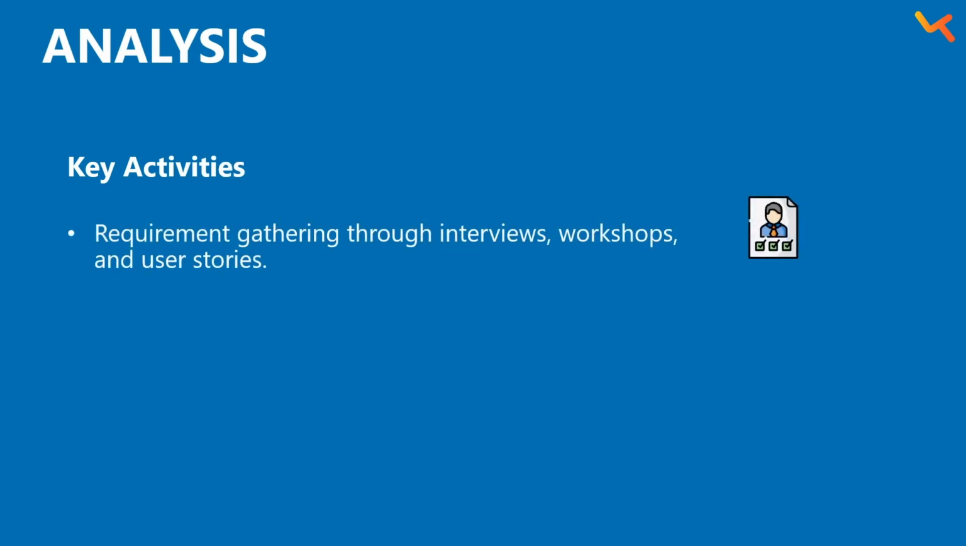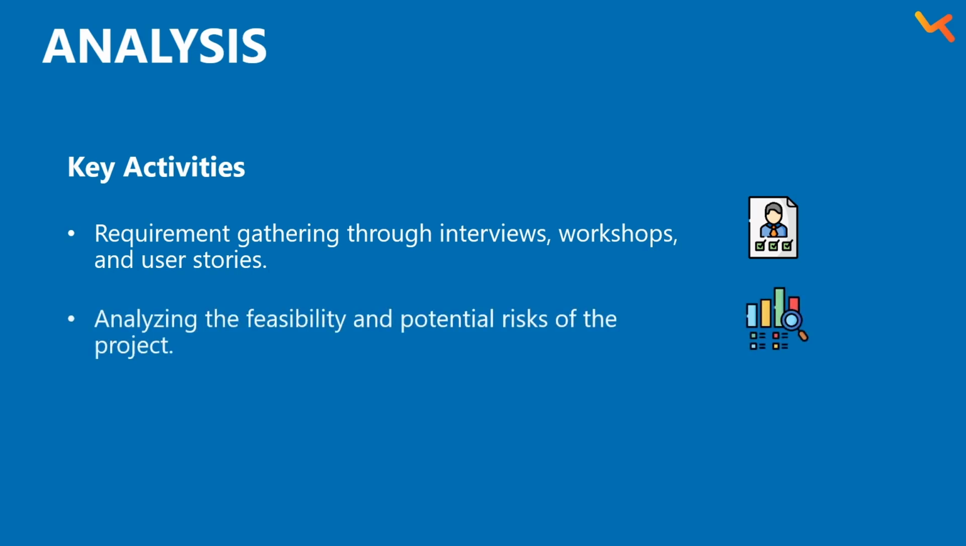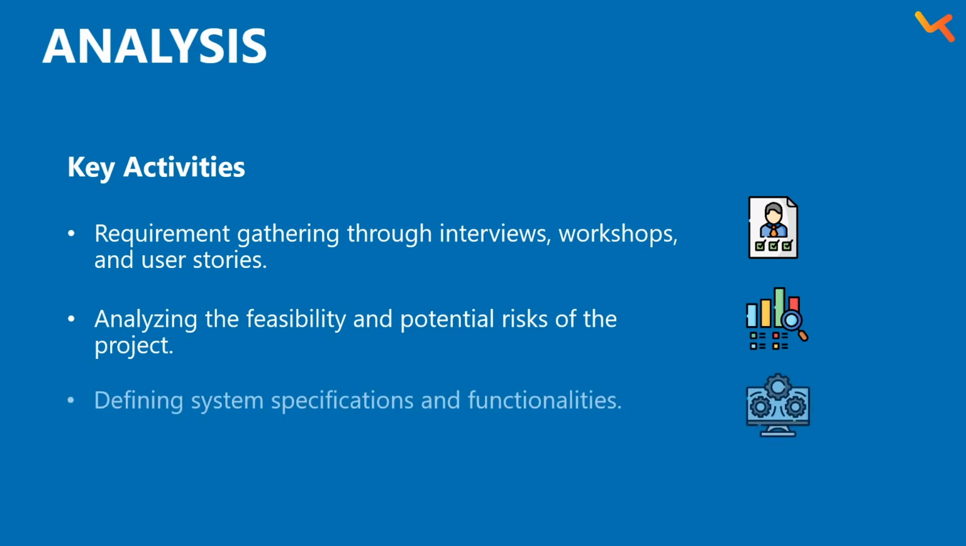The second phase in SDLC is analysis. This phase is all about gathering detailed information and understanding the end user needs. The key activities are requirement gathering through interviews, workshops and user stories, analyzing the feasibility and potential risk of the project, and defining the system specification and functionalities.